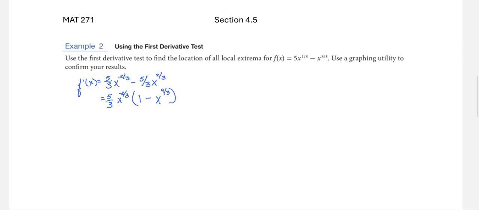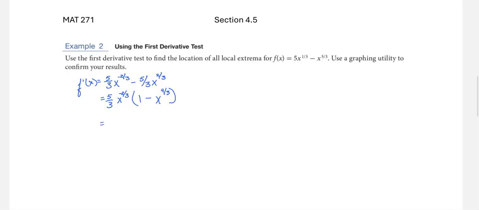Okay, so we can always check it by redistributing. If I redistribute here, I'll get 5/3 x to the negative 2/3, and then here I'll have that negative 5/3. Remember, when we multiply and we have the same base, we add the exponents, so negative 2/3 plus 4/3 will give me that 2/3 exponent.